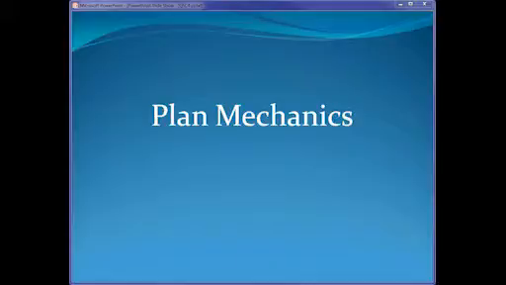This is the second in our series of master classes on sales compensation design. In today's session, we're going to take a look at plan mechanics, the mathematics and rules and regulations that we could put in place in designing a good sales compensation plan.